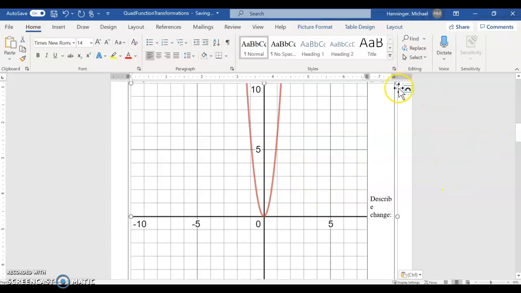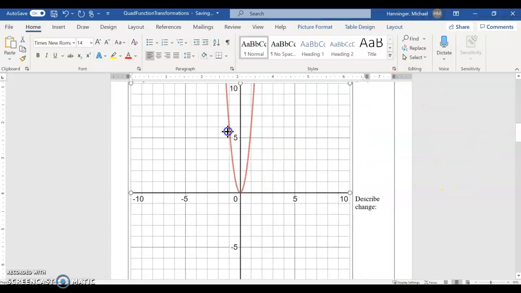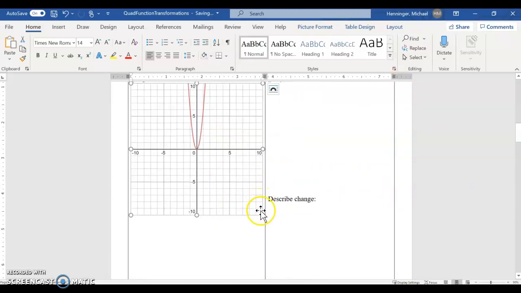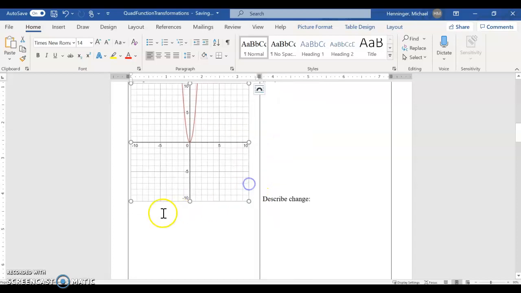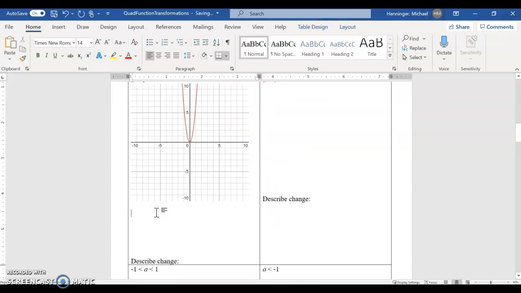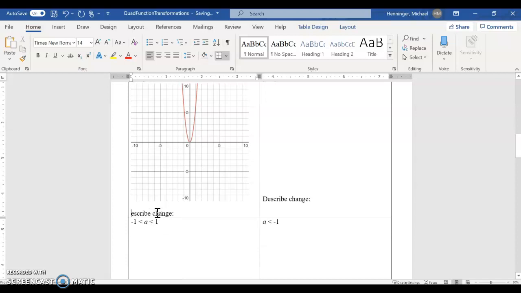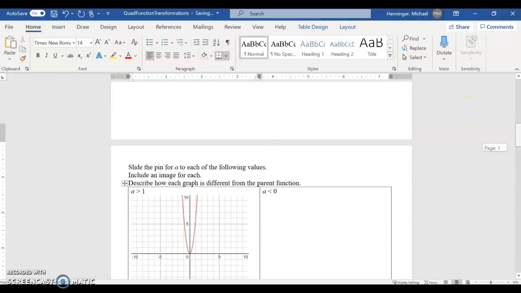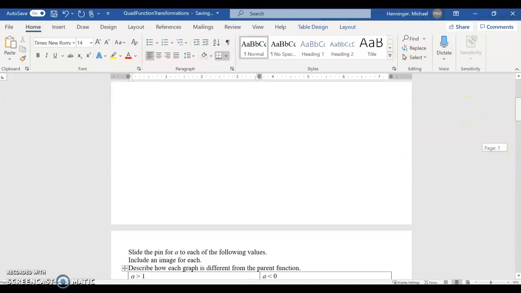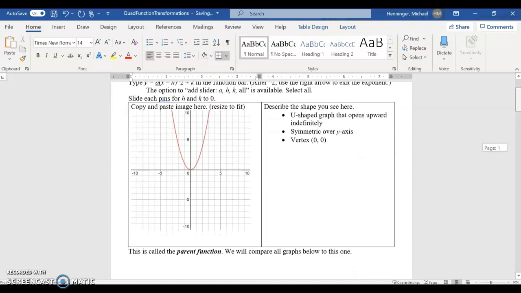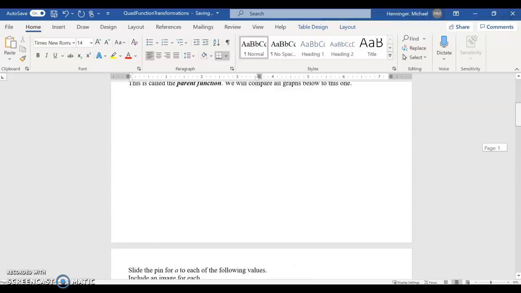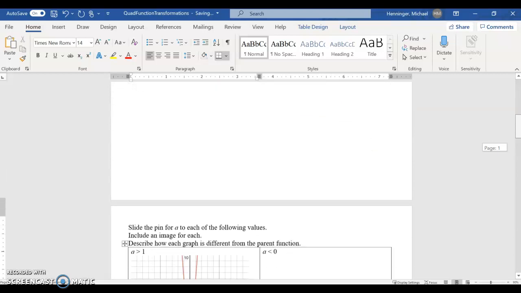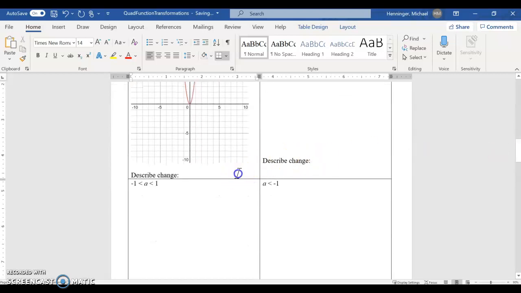All right, we'll shrink it down. Okay, shrink it way down. And I don't need all those extra spaces here, so I'm going to delete a whole bunch. And I want to describe this change. I want to describe how this graph is different from the original. We'll take a close look at it, guys. The difference between those two is that this one is a whole lot thinner.